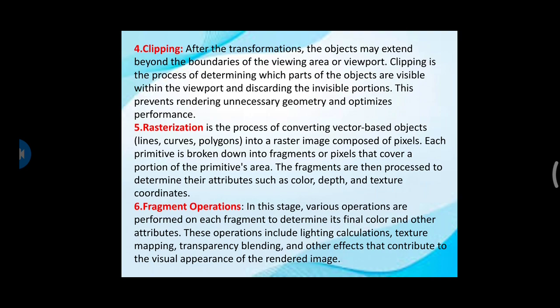Rasterization is the process of converting vector-based objects like lines, curves, and polygons into a raster image composed of pixels. Each primitive is broken down into fragments or pixels that cover a portion of the primitive's area. The fragments are then processed to determine their attributes such as color, depth, and texture coordinates.